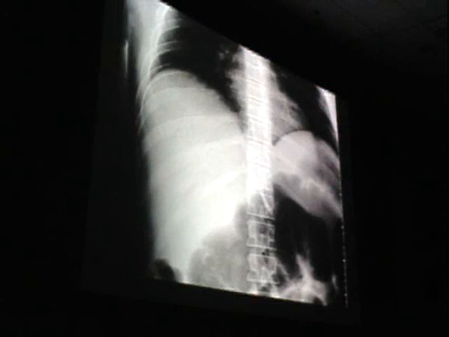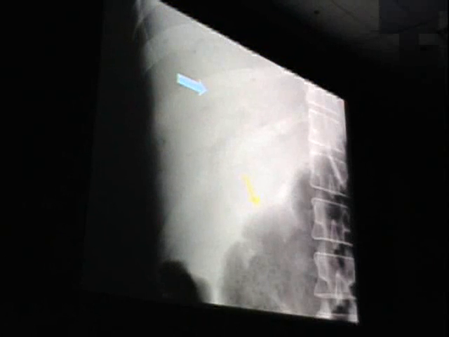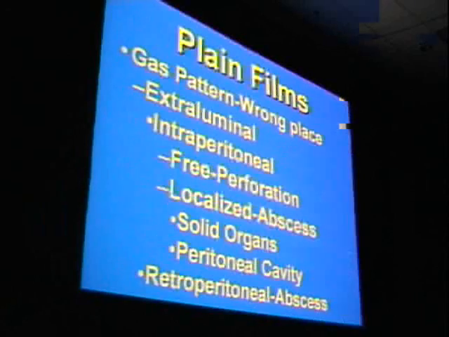I'm not sure how well this projects, but again, if you look over the liver, we see this kind of racemose or spiderweb appearance. You know that's portal venous air. We look very carefully. There's pneumatosis here. We have a distended cecum, and this turns out to be a cecal volvulus with portal venous gas and pneumatosis. You can see the blue arrow marking the portal venous air and the yellow arrow marking the very subtle pneumatosis in the colon. Very, very important.